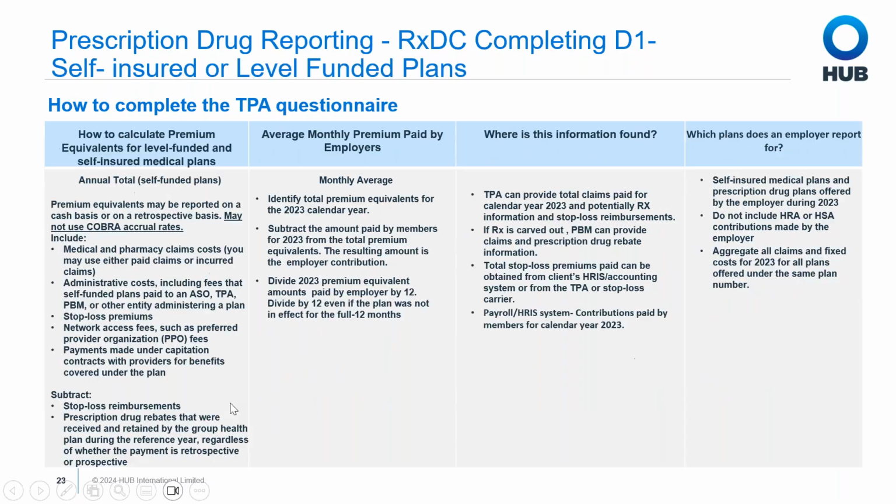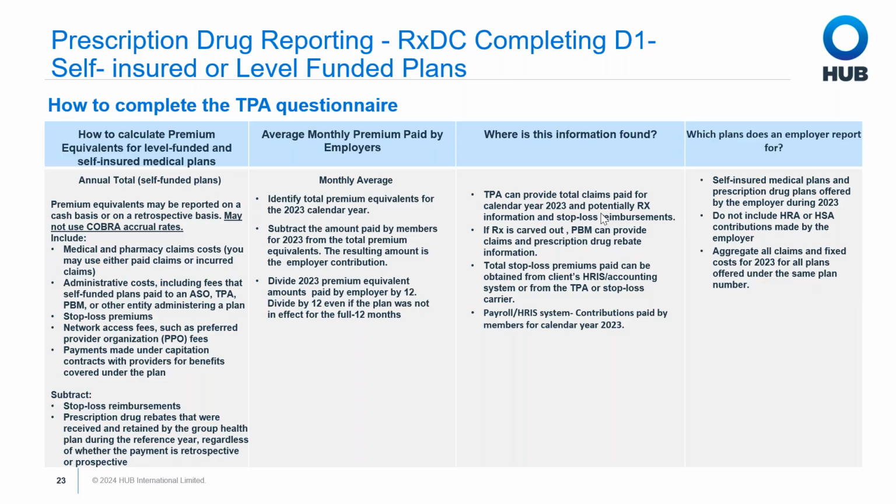Now let's look at how to calculate the average monthly premium or premium equivalents paid for by the employers. So if you're a level funded plan, you will be looking at the premiums as defined, not your COBRA accrual rates, but rather the premiums paid, cost paid, premium equivalents paid for 2023. So how do I calculate my premium equivalent expenses?